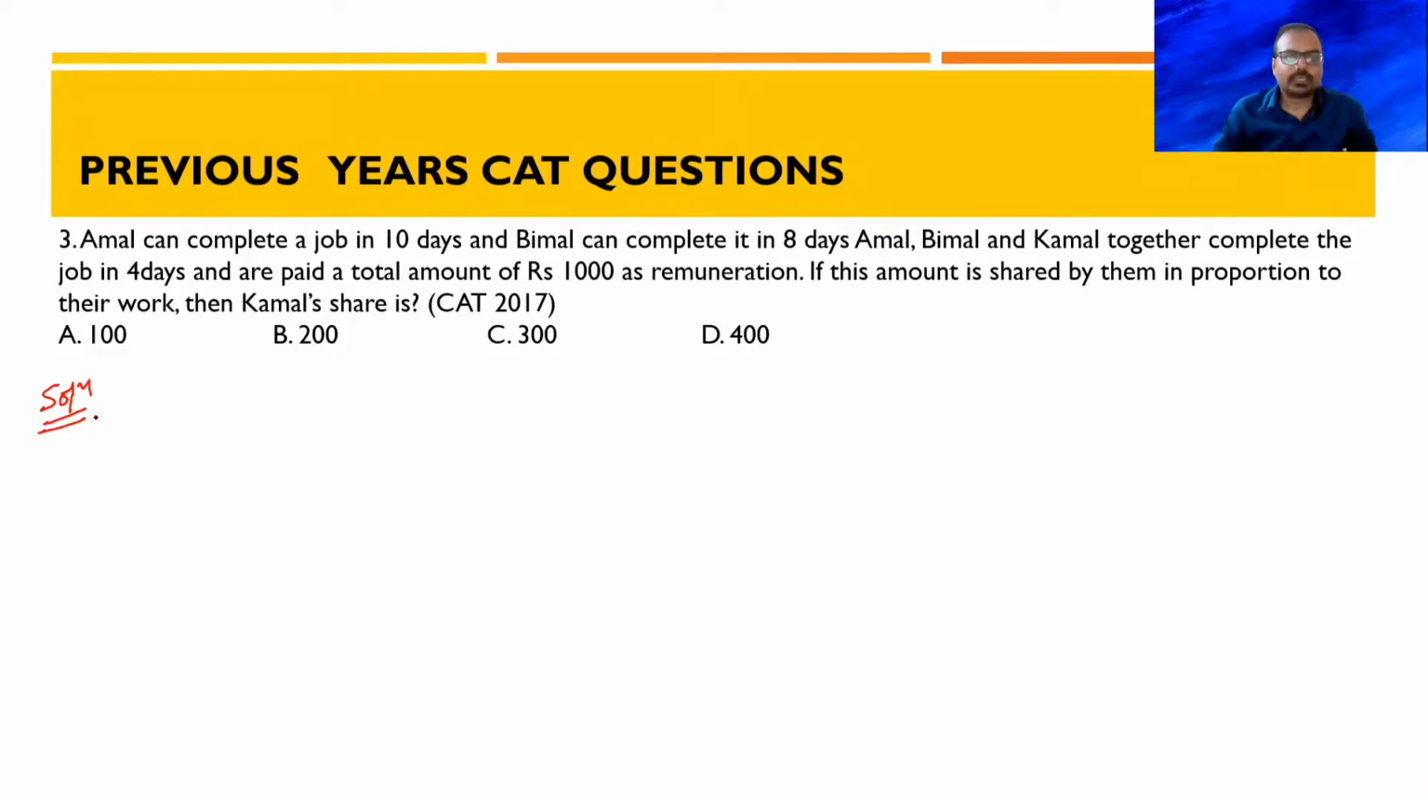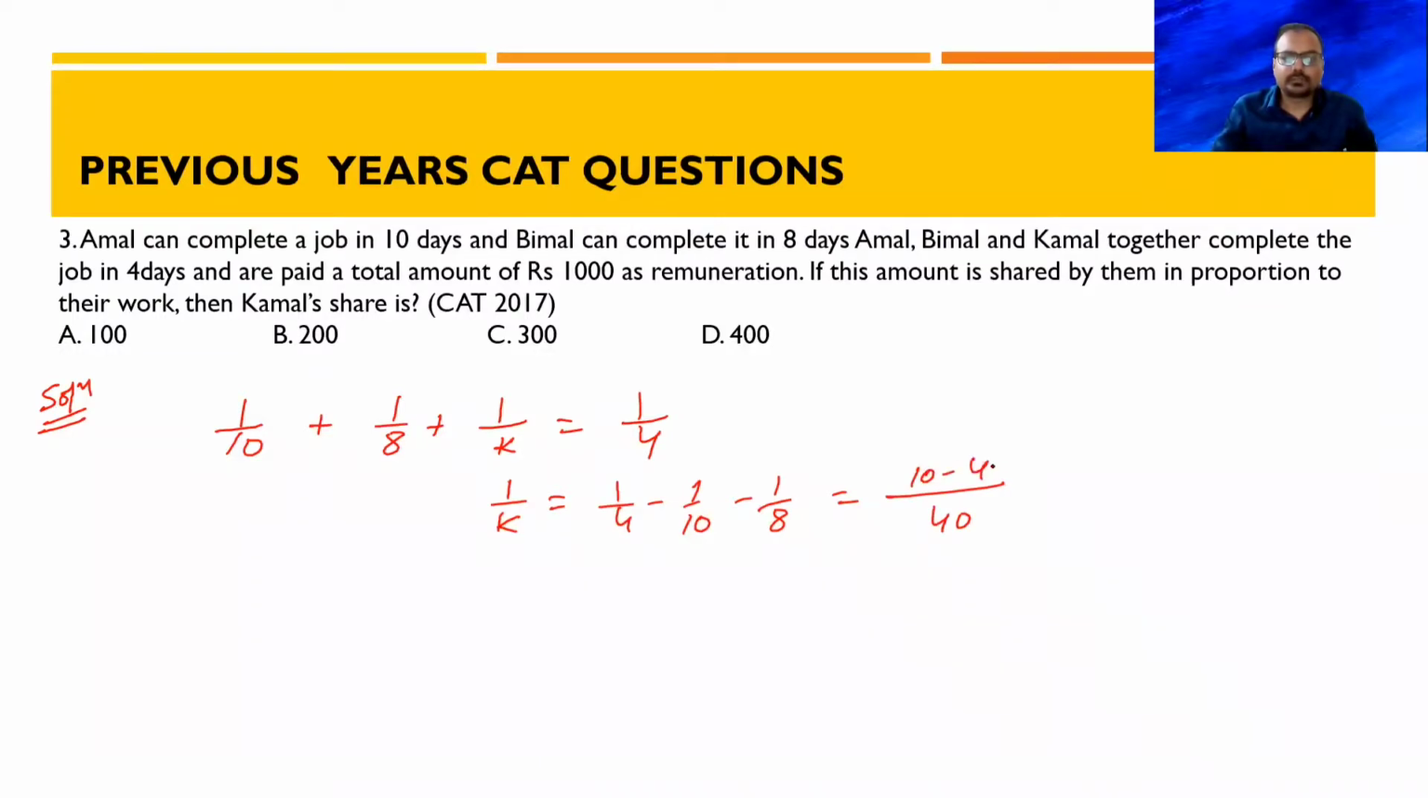Amal can complete a job in 10 days and Bimal can complete it in 8 days. Amal, Bimal and Kamal together complete the job in 4 days. So Amal 10 days, Bimal 8 days, with the help of Kamal 4 days. So we have done such kind of problem before. So 1 by k equal to 1 by 4 minus 1 by 10 minus 1 by 8, which is LCM 40, 10 minus 4 minus 5, that is 1 by 40. So what is the value of k? K equal to 40 days.